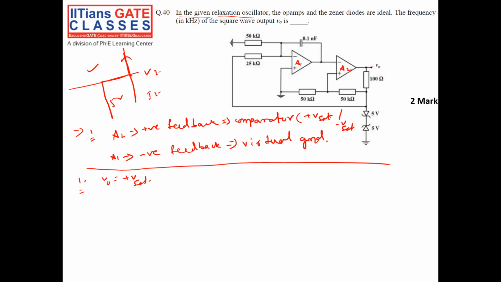Then V output is plus Vsat, and you see here, since it's a general diode, this will be forward biased meaning 0 drop, and this will be reverse biased meaning 5 volt. So I will get 5 volt here. When I get 5 volt here, what is V positive for A2? Second step: V positive of A2 is 5 into 50k by 50k plus 50k, a ratio divider. So V positive of A2 is equal to 2.5 volt.